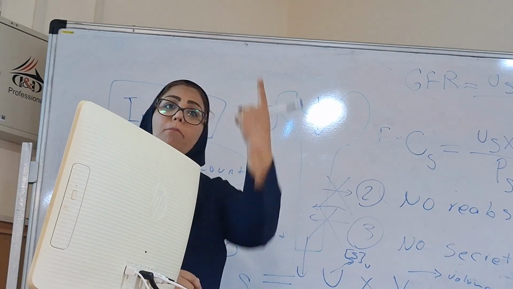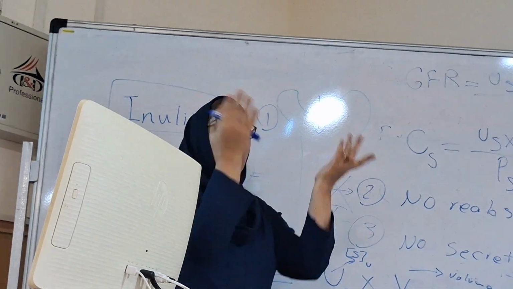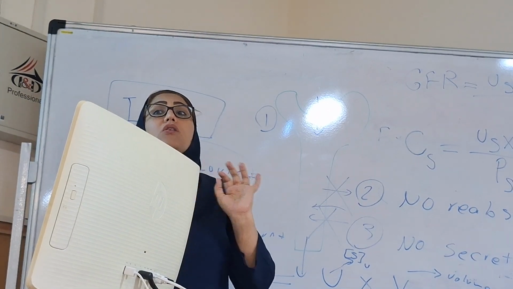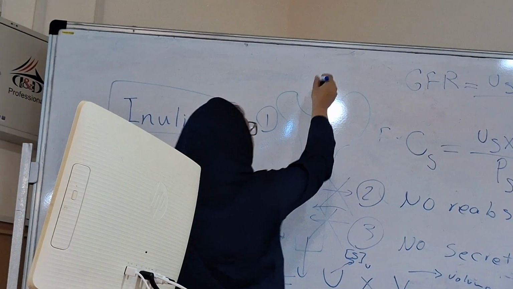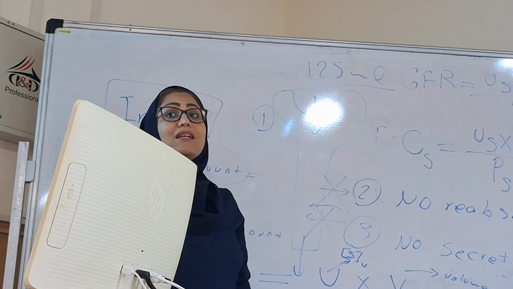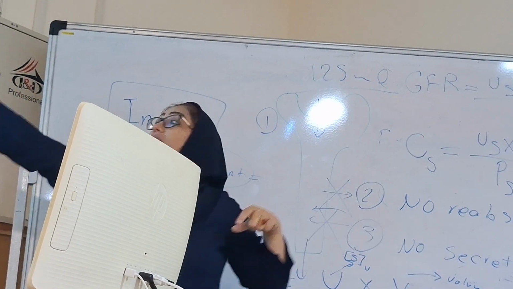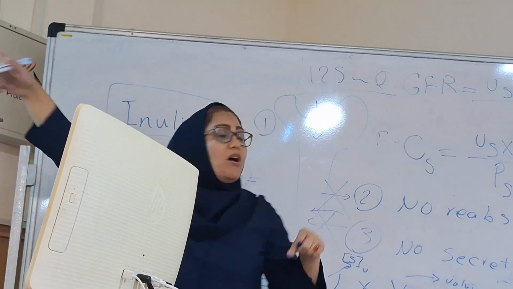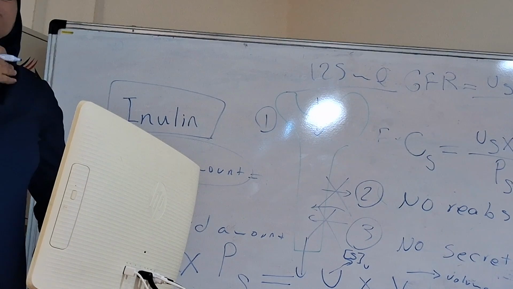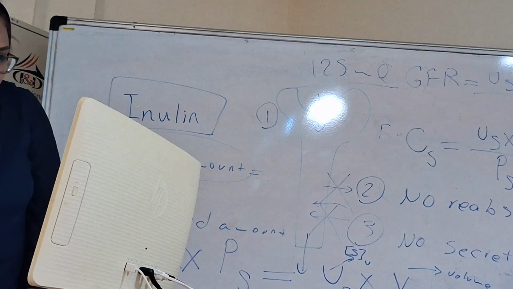When we say the clearance of substance S is a number, and the number is below the GFR, below 125 milliliters, it means it is reabsorbed. There is reabsorption for that. A number above this amount means there is secretion. But 0 means there is complete reabsorption or no filtration. Was it clear? Answer the question, please.